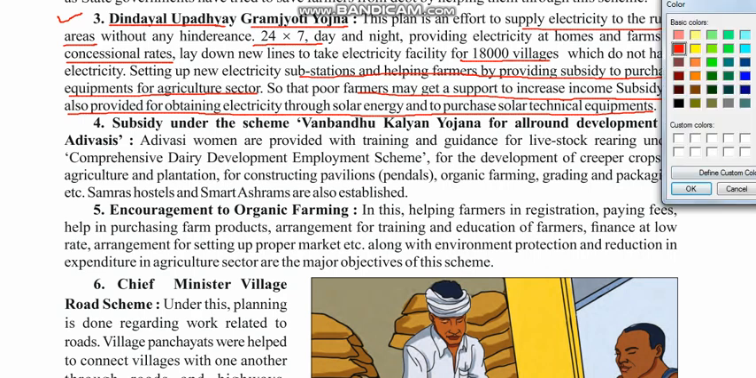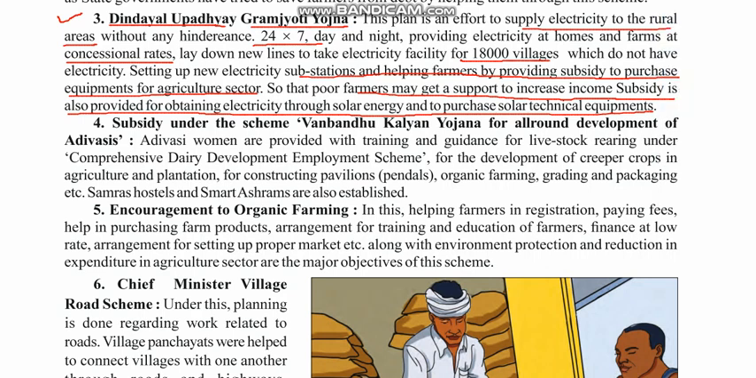The next one is the Van Bandhu Kalyan Yojana, for the all-round development of the Adivasi. From the name, Van Bandhu means those people who are living in the forest. So the fourth scheme is Van Bandhu Kalyan Yojana. Adivasi women are provided with training and guidance for livestock rearing. Livestock means cattle rearing. They are provided with training so that they can take care of their cattle in a better way under the comprehensive dairy development employment scheme.